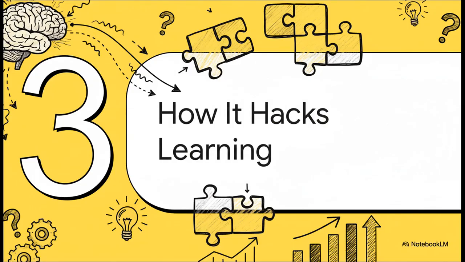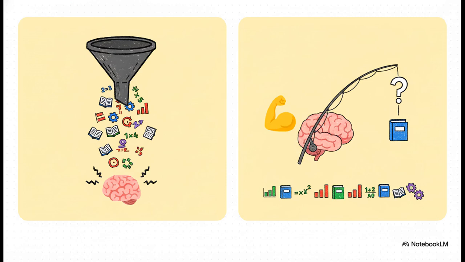So why is this so powerful? What's the secret sauce here? What is actually happening inside the brain that makes this work so well? Let's peek under the hood at the cognitive science. Think about it like this. On one side, you have passive viewing. Information is just being pushed at the learner, nonstop. That leads to cognitive overload and, surprise, they don't remember much.